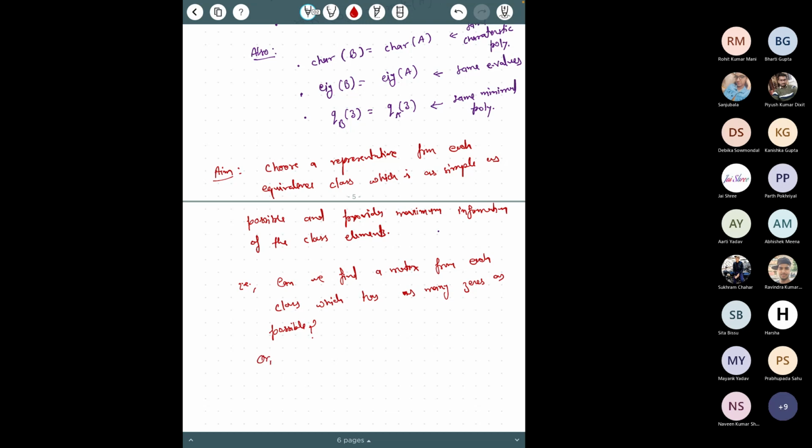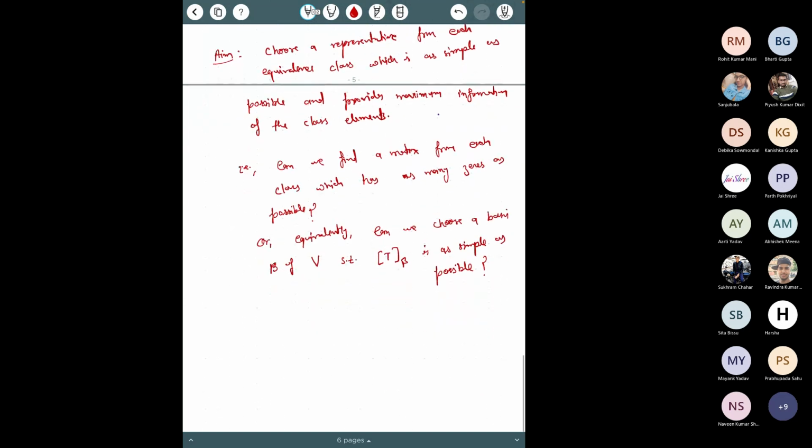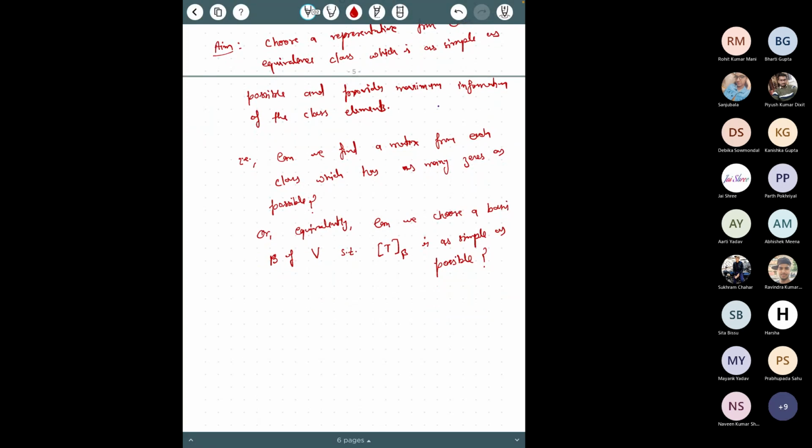So equivalently, we can ask this question for linear transformation also: can we choose a basis, let's say B of V, such that the matrix of T with respect to this basis is as simple as possible. Okay, this is the question we want to answer, and maybe in the next lecture we will answer this question, or maybe next to next lecture we'll answer. Okay, so now you'll see what best we can do. But before that, I need this term, invariant subspace. So let me define that first.